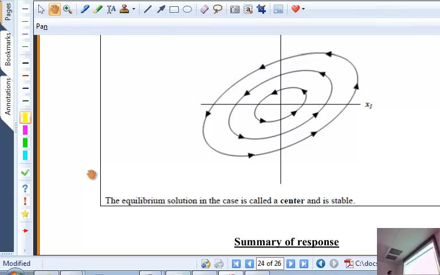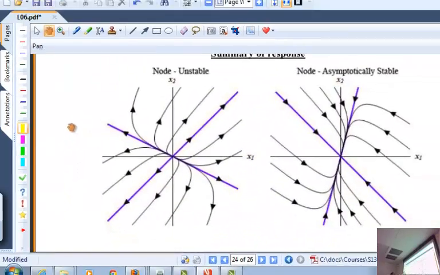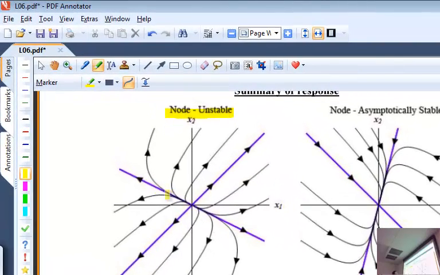So what are the possible responses that we have seen so far? An unstable node with one unstable eigenvalue and the eigenvector, asymptotically stable. Okay, all eigenvalues are negative.